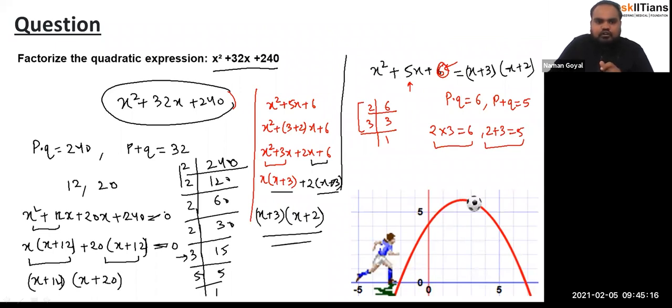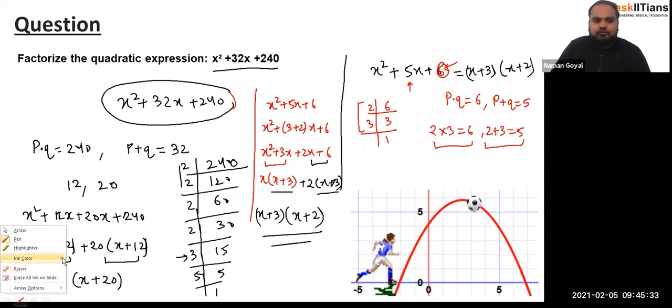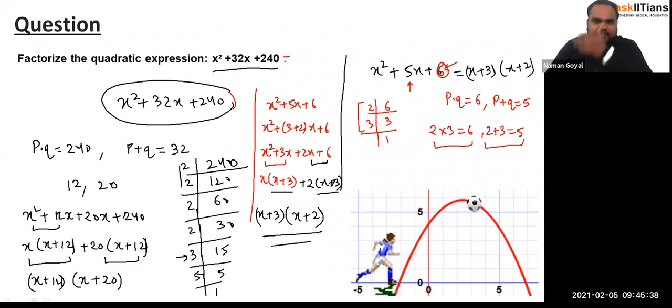Not equal to 0, it is not given that it is equal to 0, so we cannot put equals 0. If this were a quadratic equation, then we would put it equal to 0, but this is a quadratic expression, so there is no need. Are you getting my point? So this quadratic expression after factorization is x plus 12 into x plus 20.